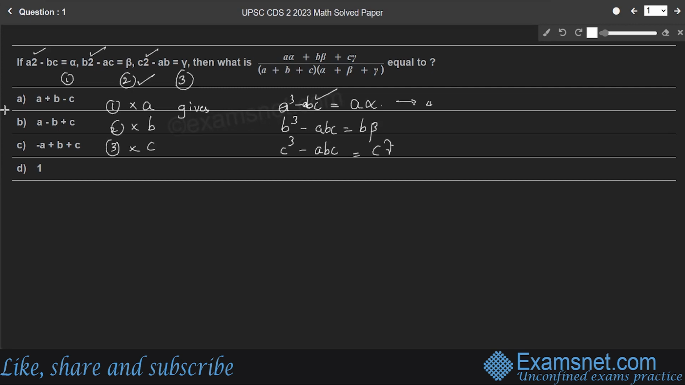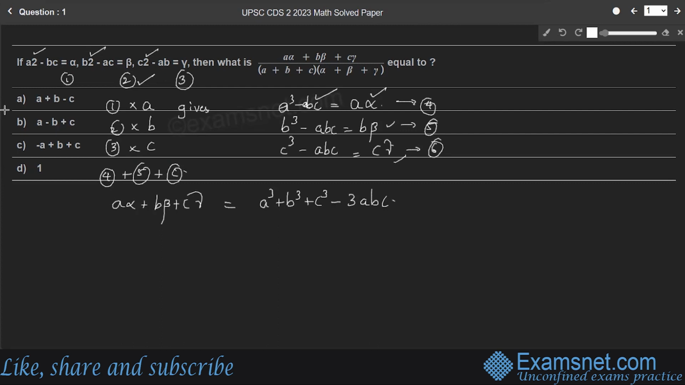If you name these equations as 4, 5, and 6, we'll take 4 plus 5 plus 6. So a alpha plus b beta plus c gamma, the sum of the right-hand side parts, is equal to a cube plus b cube plus c cube minus 3abc. Now we'll consider the denominator part: a plus b plus c into alpha plus beta plus gamma.